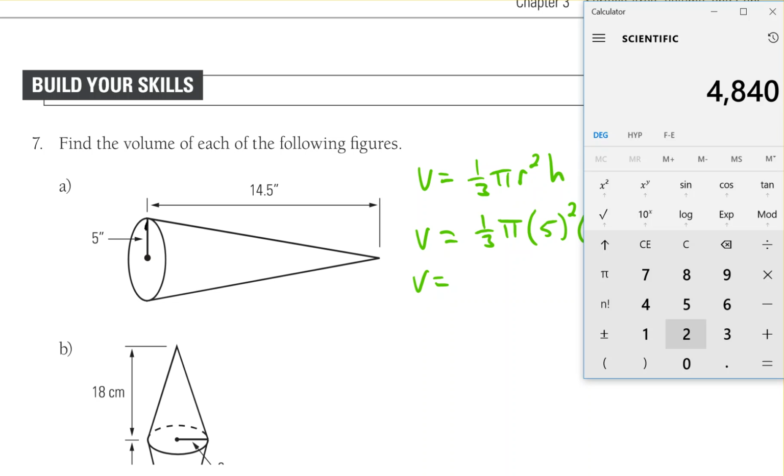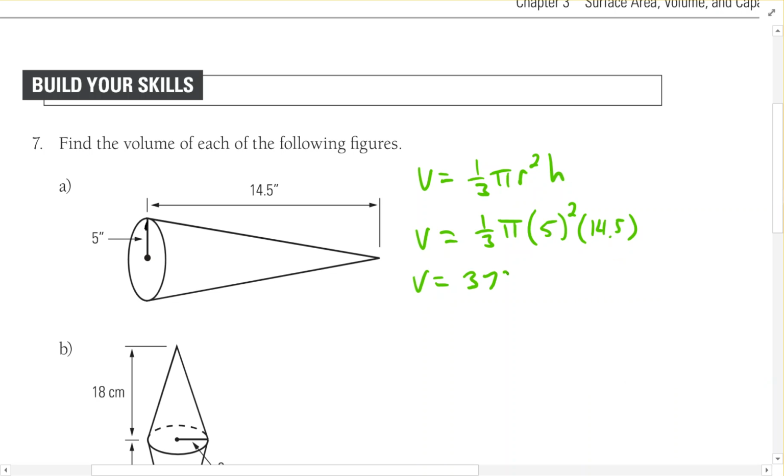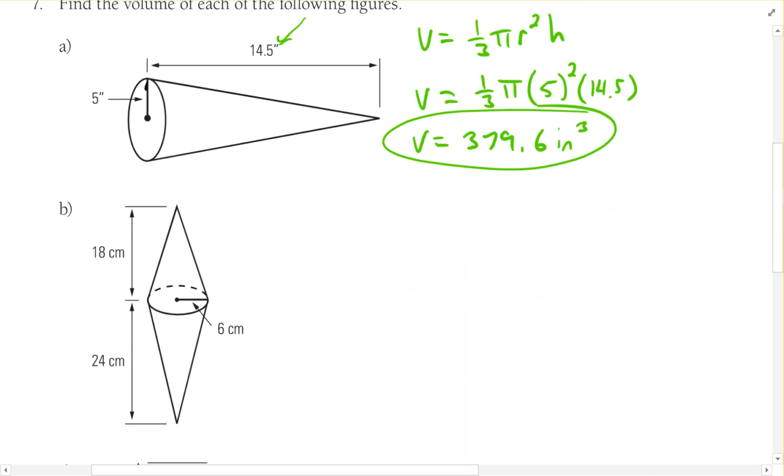Okay, and to put that in your calculator, you just go 1 divided by 3 times pi times 5 squared, and then one more time, times the height of 14.5, and then equals. So 379.6, we'll leave it like that. That'd be inches cubed. Those little dashes are another way of writing inches. Okay, so that's pretty much all there is.